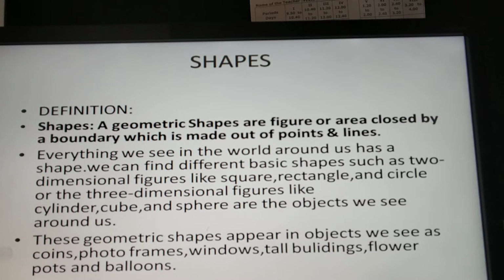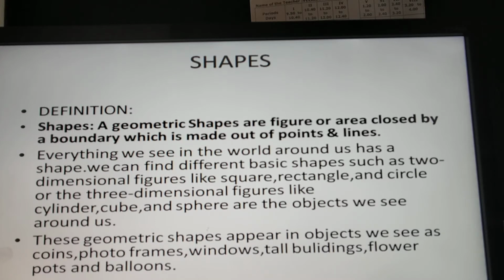Next point. Everything we see in the world around us has a shape. So children, whatever we see around us is in the form of one shape or another. We can find different basic shapes such as two-dimensional figures like square, rectangle and circle, or the three-dimensional figures like cylinder, cube and sphere, which are the objects we see around us.